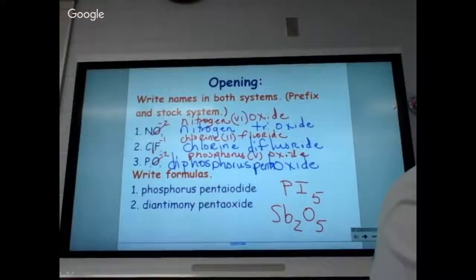All right, stock system. 1 is carbon 4 oxide. 2 is carbon 2 oxide. 3 is sulfur 4 oxide. 4 is sulfur 6 oxide. 5, nitrogen 1 oxide. 6, nitrogen 2 oxide. 7, nitrogen 3 oxide. 8, nitrogen 4 oxide. 9, nitrogen 4 oxide. 10, nitrogen 5 oxide. 11, phosphorus 3 chloride. And 12, phosphorus 5 chloride.